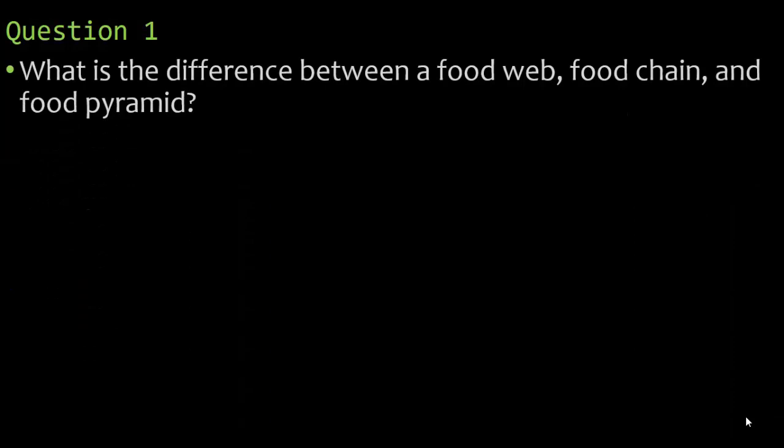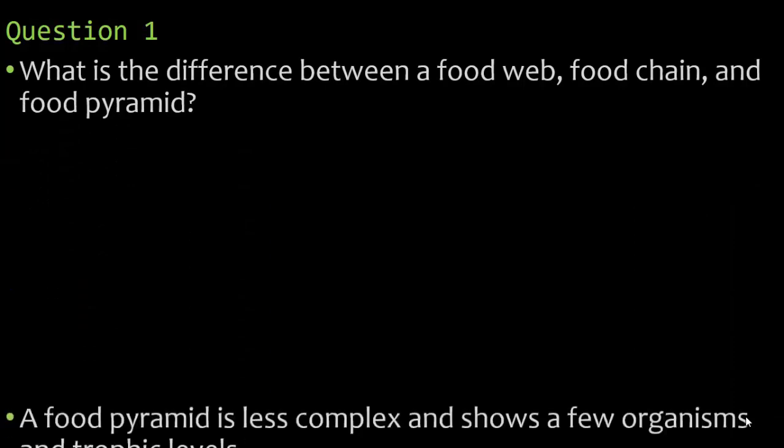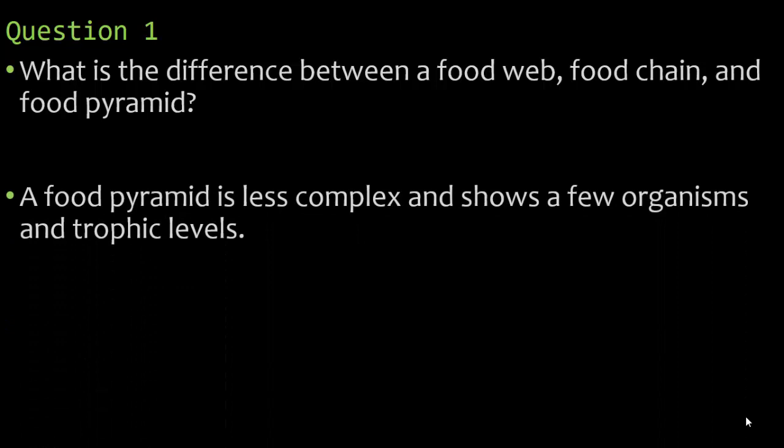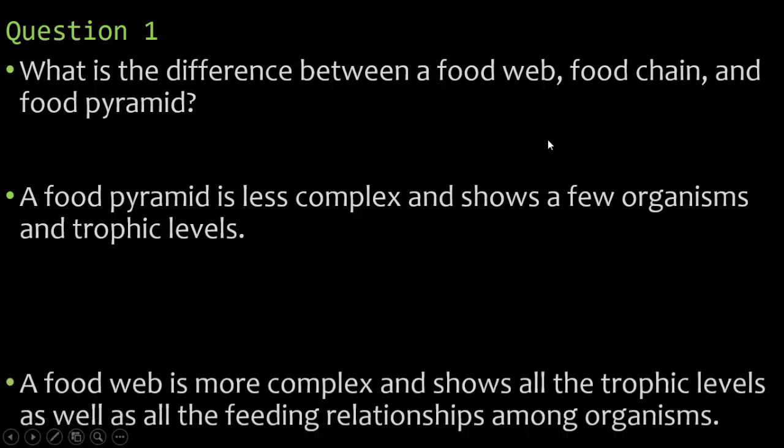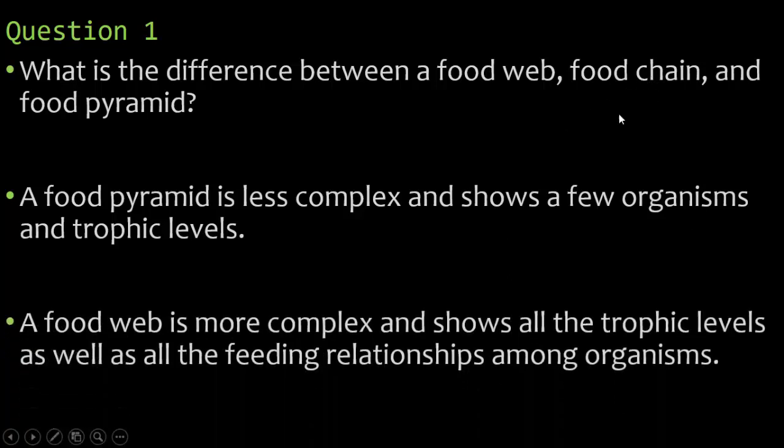What's the difference between a food web, food chain, and a food pyramid? Well, a food pyramid is less complex and shows a few organisms and trophic levels. It also shows a food chain, what's on the bottom and what's on the top. But a food web is more complex and it's going to show all the trophic levels as well as all the feeding relationships among organisms, where a food pyramid is only going to show a couple feeding relationships. It doesn't show everything.